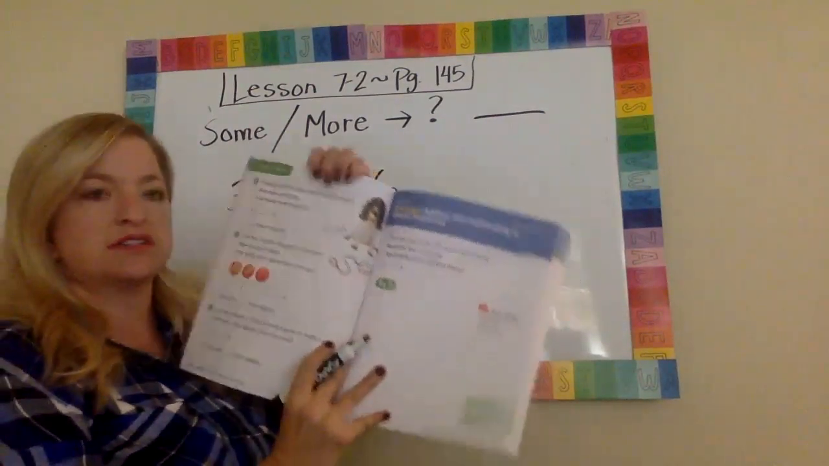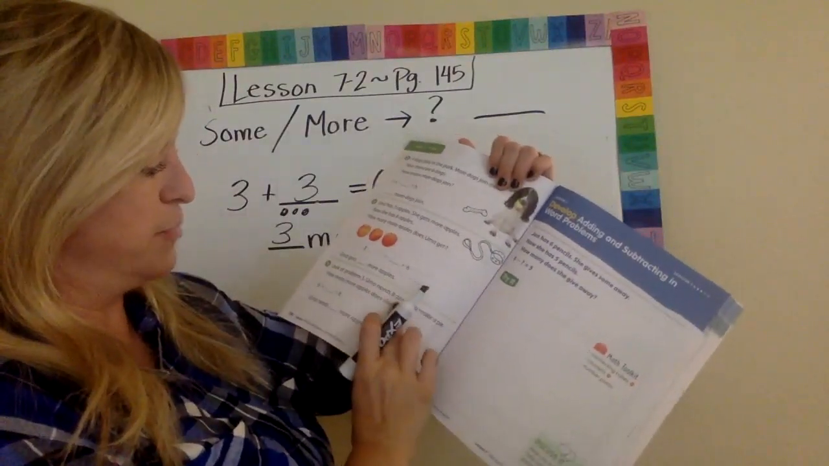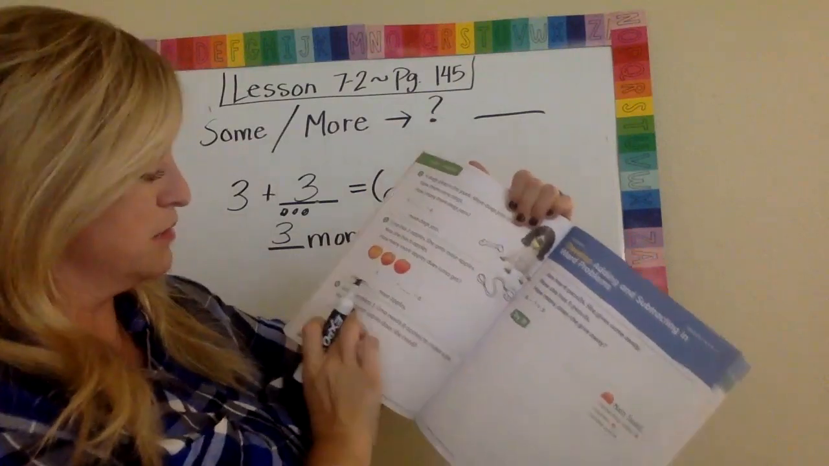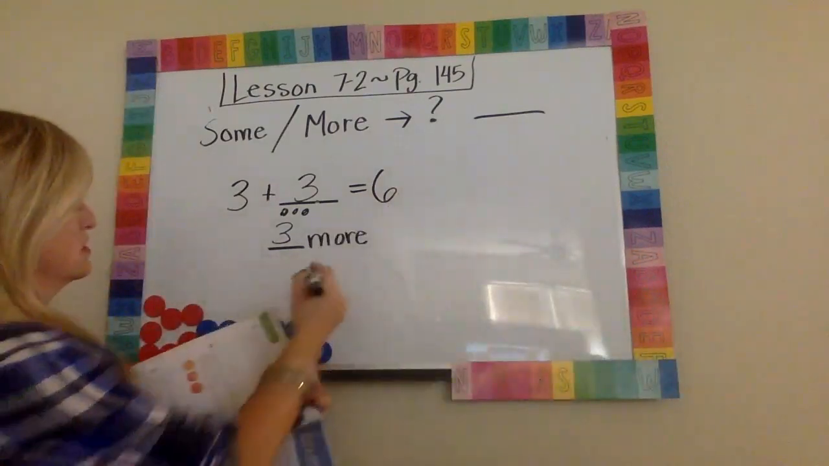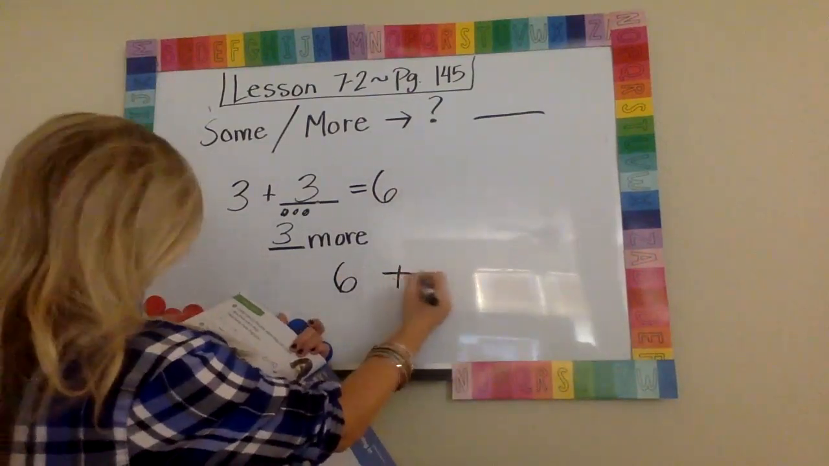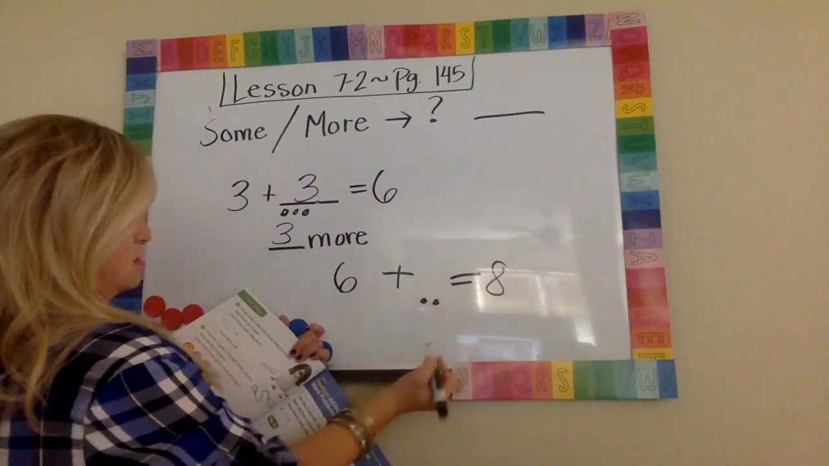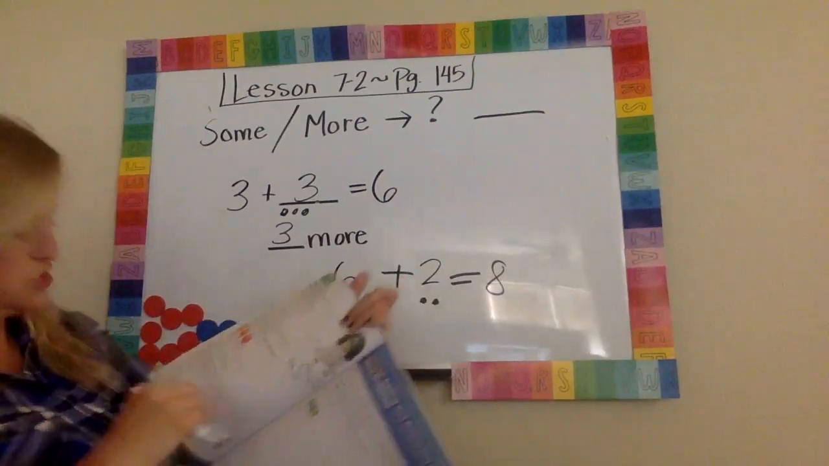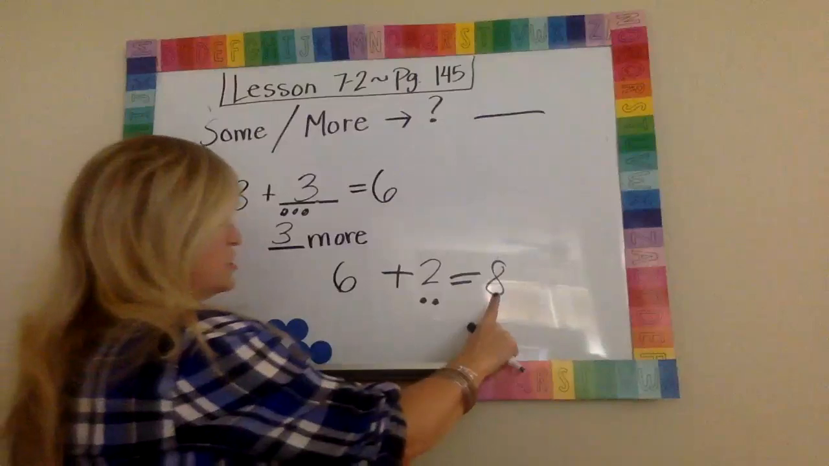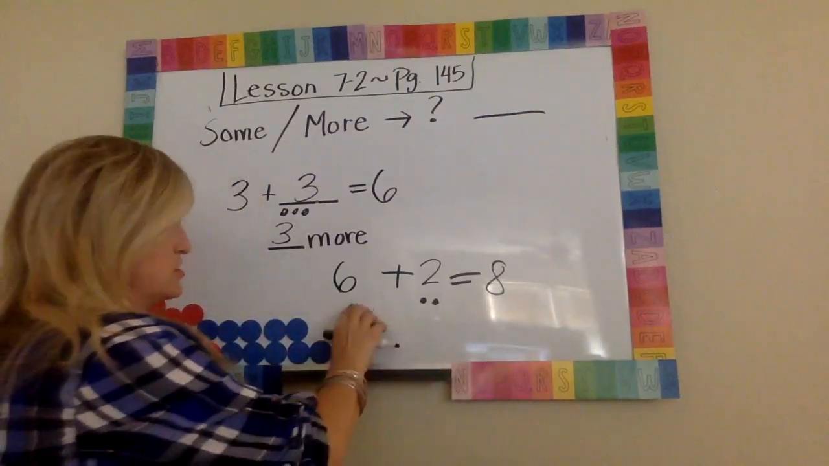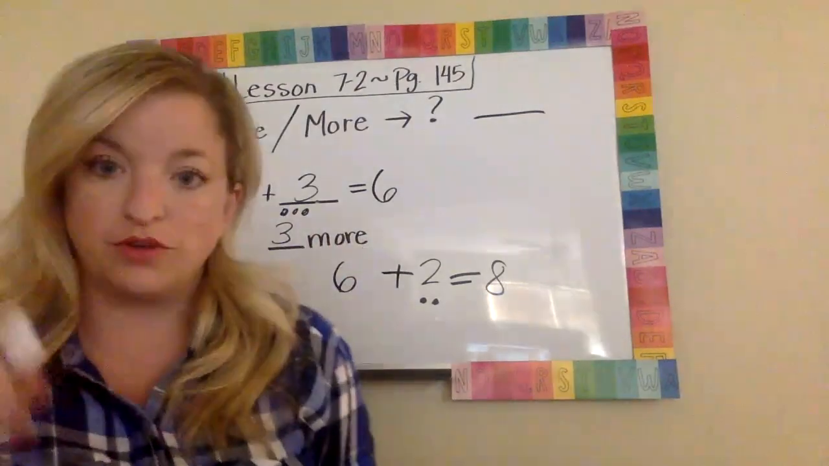Last problem says, look at problem 3. Uma needs 8 apples to make a pie. How many more apples does she need? 6 plus, she's going to 8. 6, 7, 8. 2. She needs 2 more apples. I took the 6 that I had. I wanted her to get to 8. So I counted on from 6. 6, 7, 8. I say count, you say on.